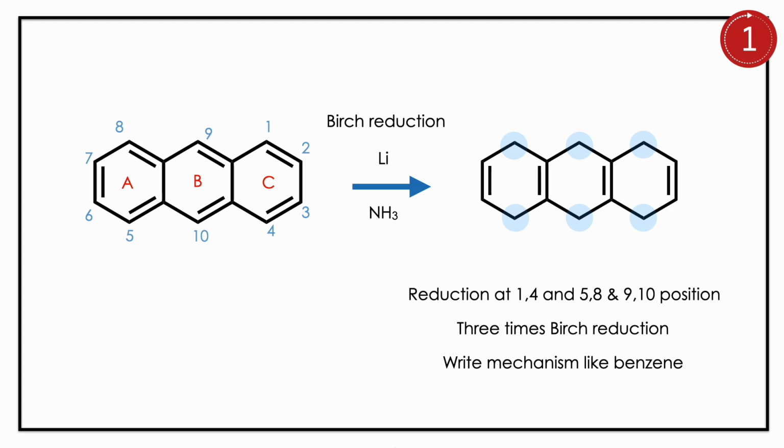The mechanism is mostly like benzene. So the reduction happened at the 1,4 position in all the rings. Technically it's 1, 4, 5, 8 and 9, 10. The concept you outline here is that benzene analogs like anthracene and naphthalene have all 1,4 positions reduced, like any other Birch reduction reaction.